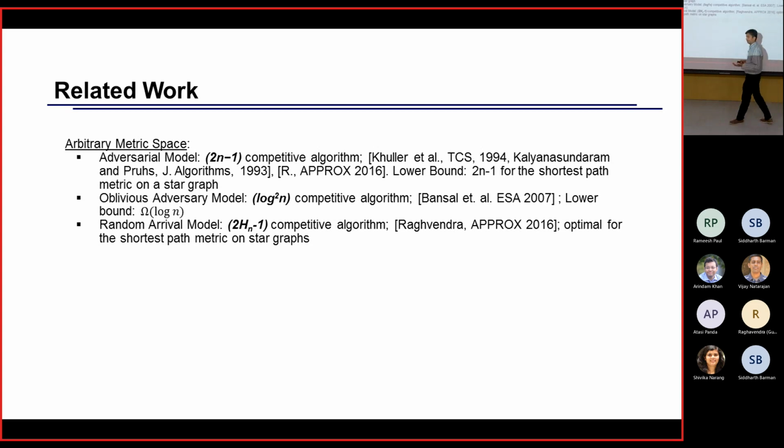There are other models of request generation. The one we are considering is the adversarial model, where the competitive ratio is the maximum across all request sequences. But there are other models which are slightly friendlier, like the oblivious adversary model and the random arrival model. For these models, you can hope to do better. For instance, for the oblivious adversary, you can get a log squared n competitive algorithm, and for the random arrival model, you can get H_n competitive, which is basically log n competitive. This is the nth harmonic number.